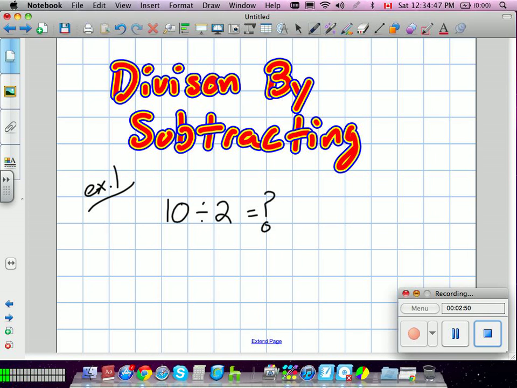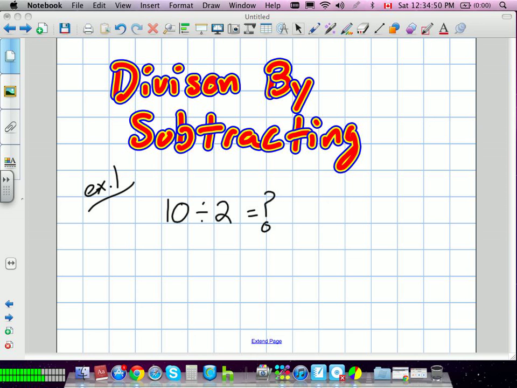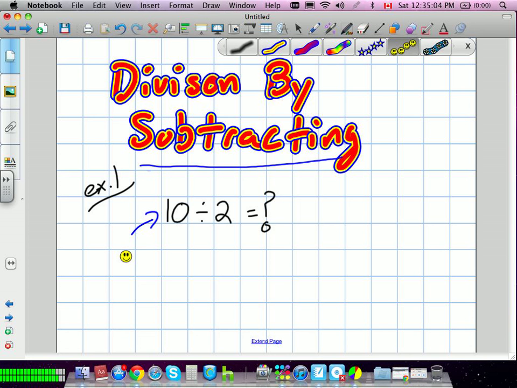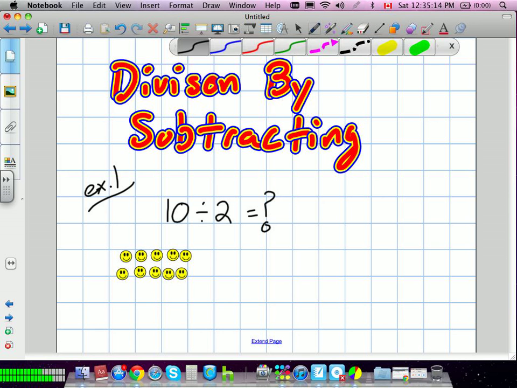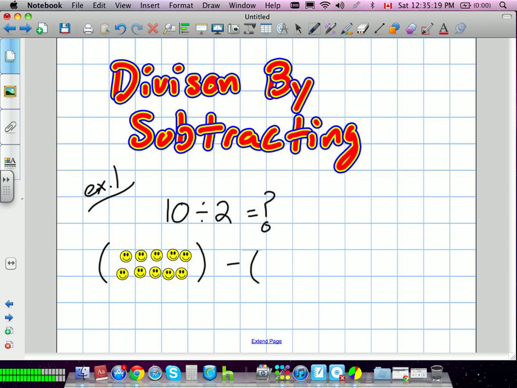Okay, so we're going to use the same question, 10 divided by 2. But last time we did division by grouping. This time we're going to do it by subtracting. It's the same idea. Remember the number 10, we used happy faces for those. So we're going to get another 10 happy faces. 1, 2, 3, 4, 5, 6, 7, 8, 9, 10. This time, with division by subtraction, we take these 10 faces and subtract 2 faces each time. And we have to figure out how many times we subtract 2 faces.